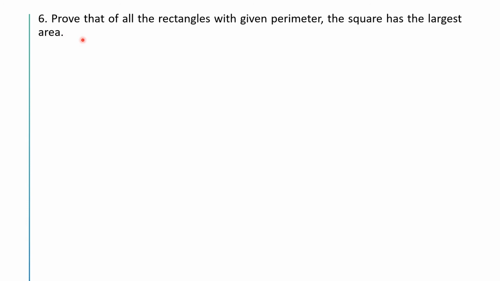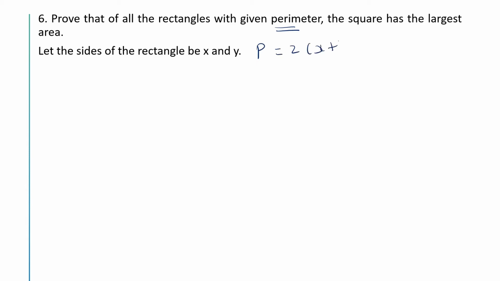Next question, prove that of all the rectangles with given perimeter, the square has the largest area. So let the sides of the rectangle be x and y. Here it is given of all the rectangles with given perimeter, which means the perimeter is constant here. So perimeter of a rectangle is given by 2 into x plus y. So from this we can write y is equal to p by 2 minus x.